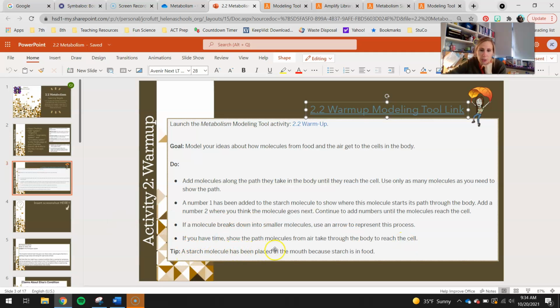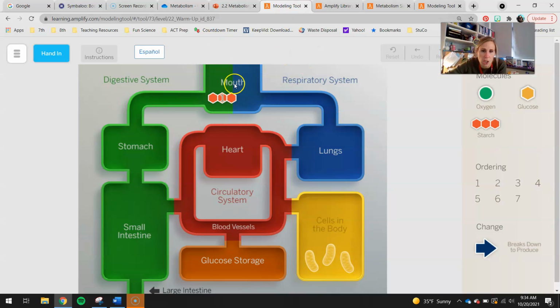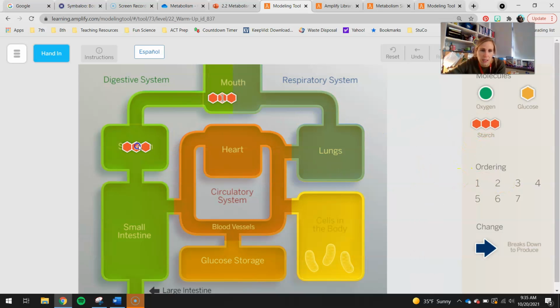So tip, a starch molecule has been placed in the mouth because starch is in food. So I'm going to go ahead and finish starch for you guys so you can see starch goes here. Next place it would go is into the stomach, so we'd put a number 2 on that. And then it goes into the small intestine, which we've talked about is the main spot that starch breaks down. So I'm going to do this the best I can, keeping it in here.